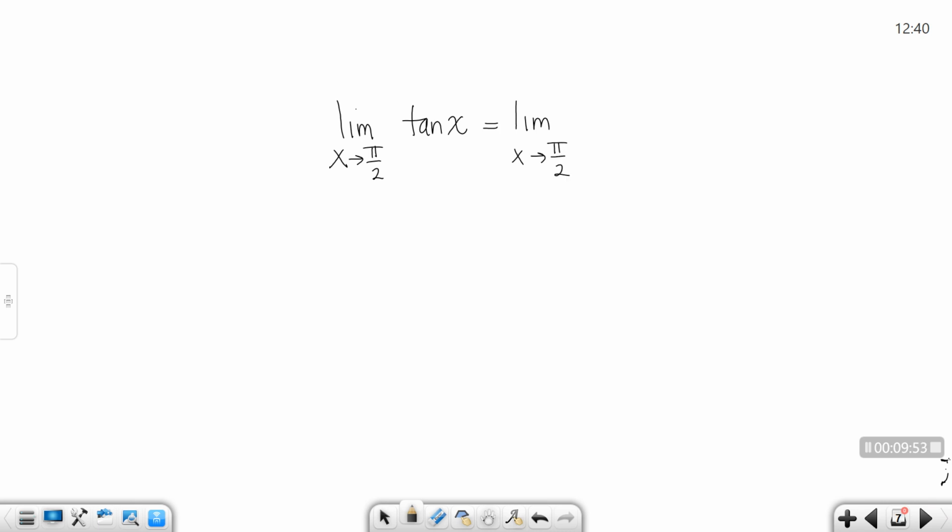Tangent is sine of x over cosine of x. So if I plug pi over 2 into this, the sine of pi over 2 is 1, and the cosine of pi over 2 is 0, and so 1 over 0 would either give me positive infinity, negative infinity, or does not exist. So what I have to do with this one is plug in something on the left and right of pi over 2.